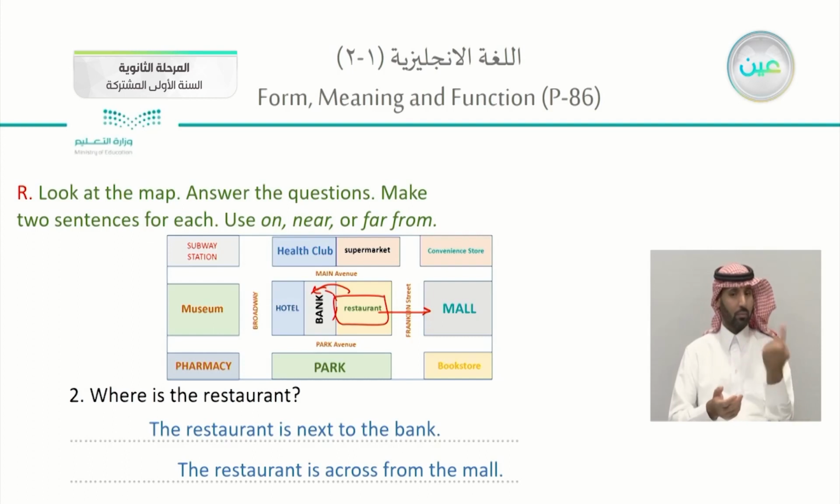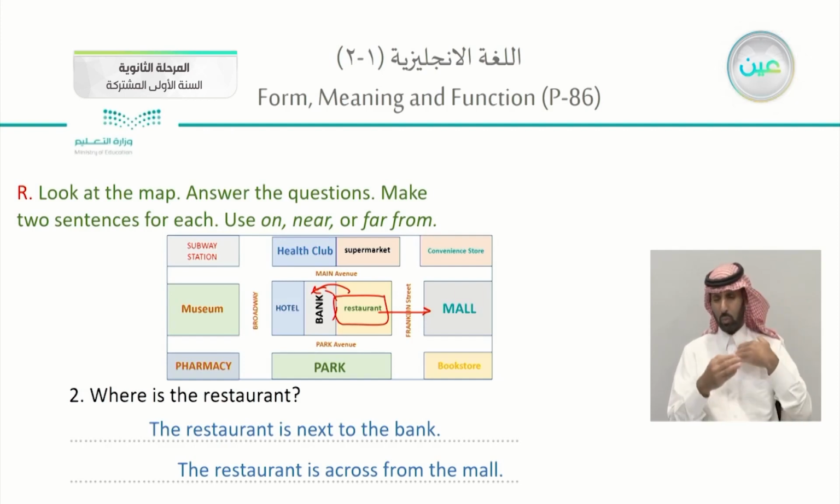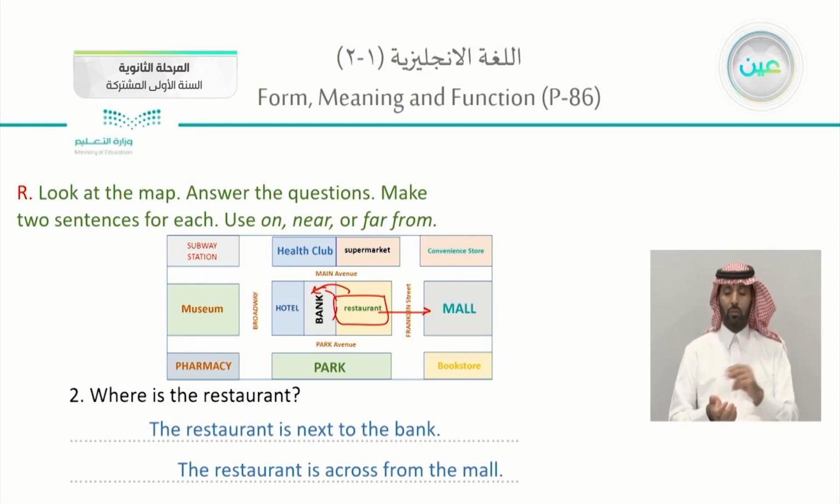Where is the restaurant? Let's speak about the restaurant in here. Where is it? The restaurant is next to the bank. Here it is, next to the bank. What else? Also, we can say that it is across from the mall. Here it is, across from the mall. You can say that it is far from the subway station. It is near the convenience store. And also, it is on Franklin Street.